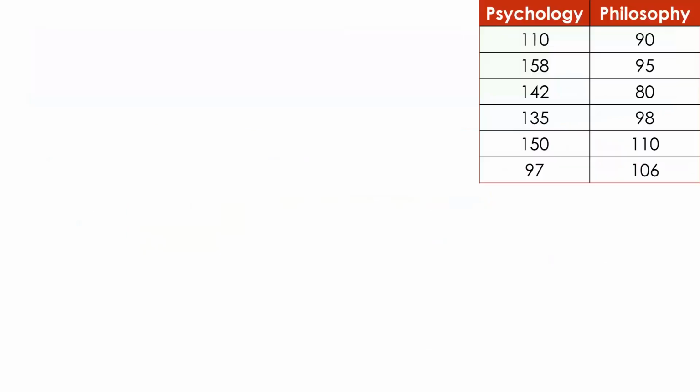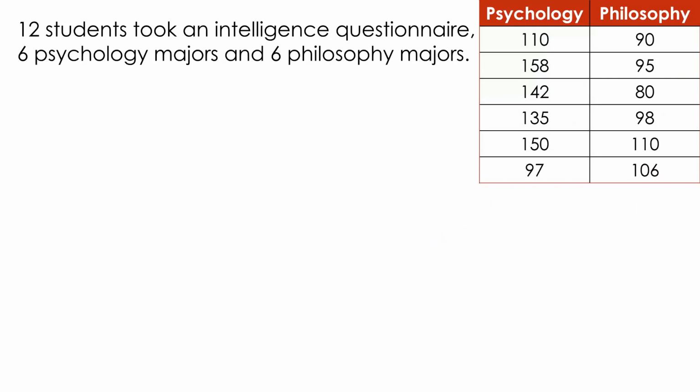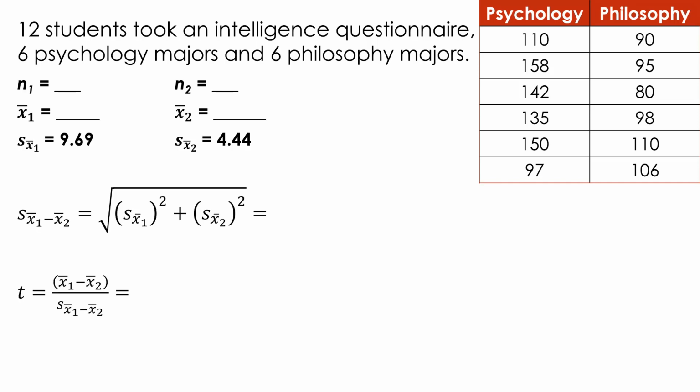Okay, so let's put this together, start putting together our scenario. Let's say that you gave 12 students an intelligence questionnaire. 6 of these 12 students were psych majors, the other 6 are philosophy majors, and you can see their IQ scores listed in the table in the upper right. So in order to calculate our t-score, we've got to put a few things together, right? I've given the standard errors just so we can have those moving forward. So now what we need to do is find our sample sizes, we need to calculate our means, and then we need to calculate the standard error, so then we can finally calculate our t-score, okay?